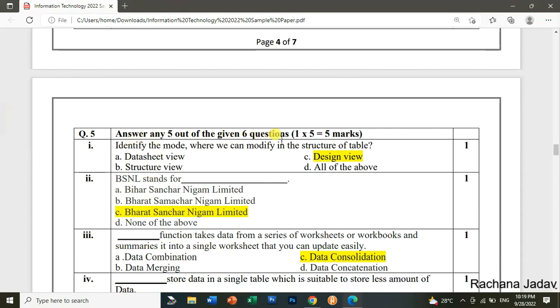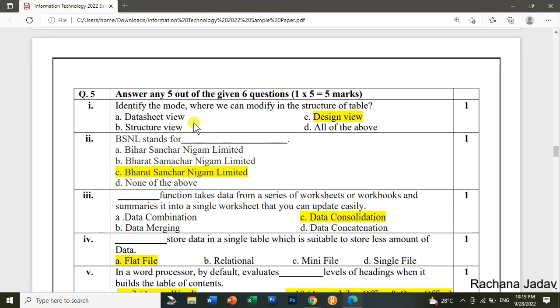Next is answer any 5 questions out of 6. Identify the mode where we can modify the structure of the table. तो आपको structure change करना है. So for that you will go to the design view. In the datasheet view you can enter the records, right?